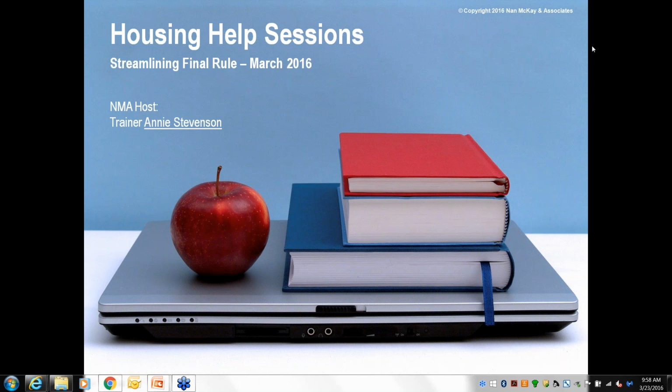Okay, next to last subject. HUD made major changes to the public housing grievance procedure. The proposed rule on streamlining grievances was published back in 2008. I really had forgotten it existed. And most of those provisions were adopted in this final rule.